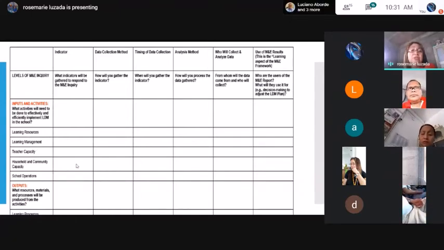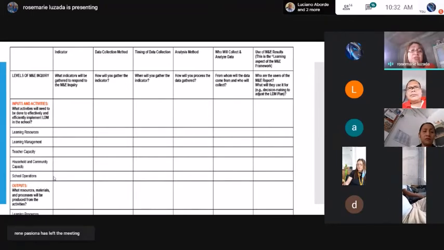So the inputs and activities are the following: learning resources. If there are problems encountered along learning resources, what should we do? Along learning management, teacher capacity, household and community capacity, school operation.